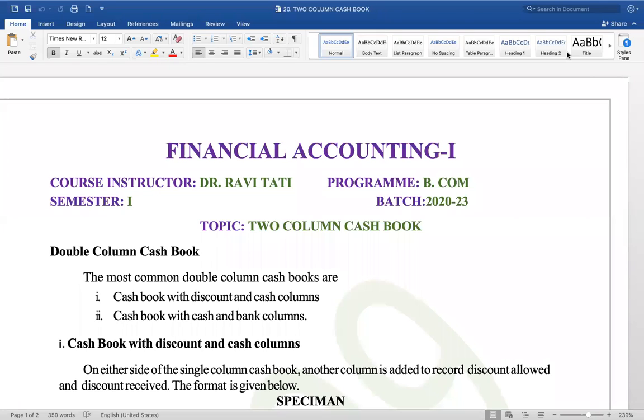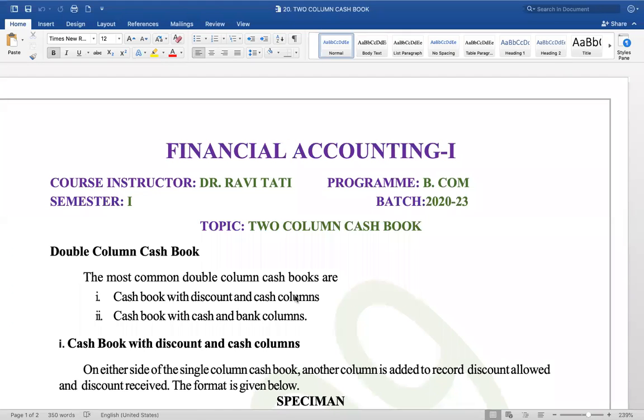Now let's come to the two-column cash book. Having seen the single column cash book, now let's look at the two-column cash book. This is also called the double column cash book. Why is it called double column cash book? To the amounts column, you have one more column added. That's the discount column.